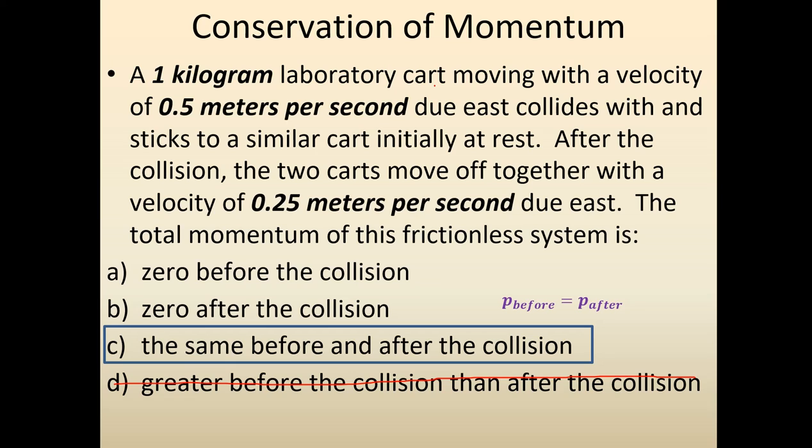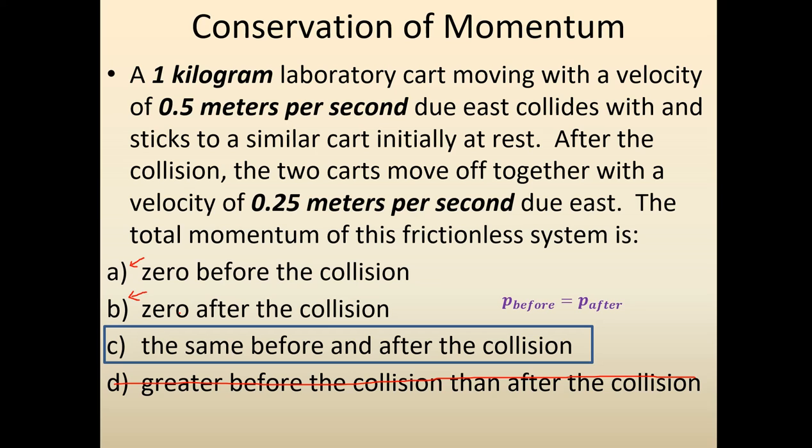In the scenarios before, we had the momentum being 0 before and after. But the main thing is that if it was 0 before the collision, it would also have to be 0 after the collision. So technically, one of these couldn't be right unless the other one was also right. So as a multiple choice, it wouldn't make sense for A and B to be there together. So the answer is always going to be the same before and after the collision.